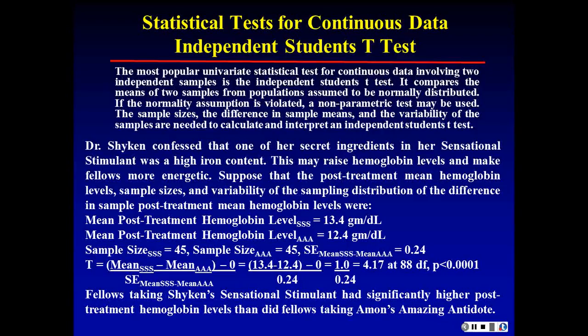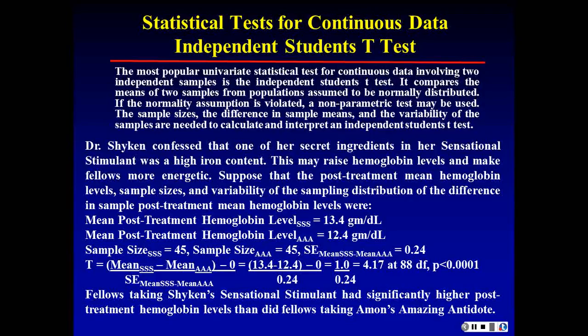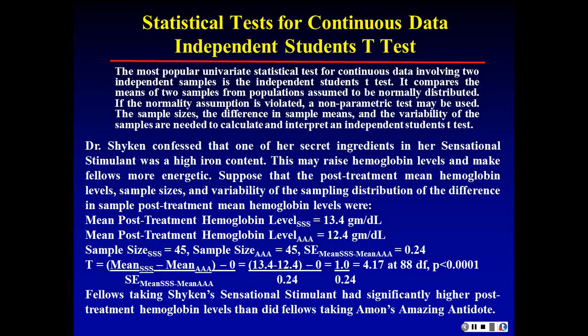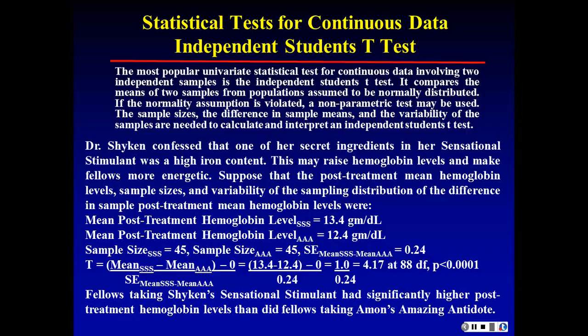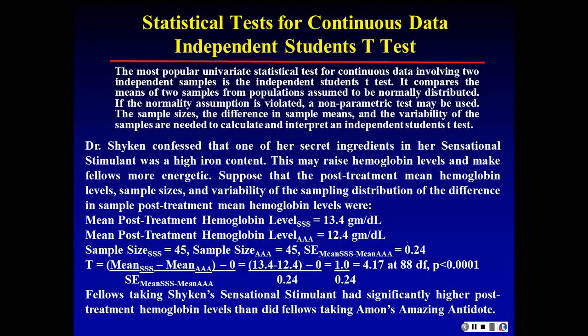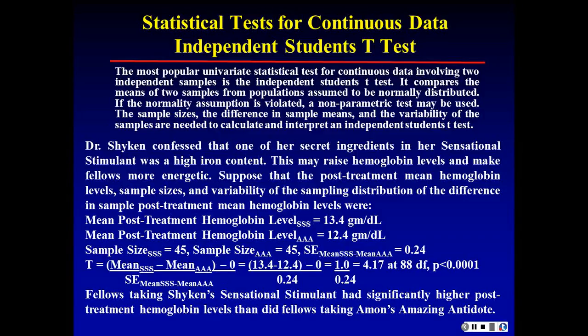You need to have the sample sizes, difference in sample means, and the variability of the samples. All right. Remember the earlier example of Dr. Scheiken's sensational stimulant caused the fellows to be more energetic. What could be an explanation for that? Well, Dr. Scheiken was pinned down, and she confessed that one of her secret ingredients in her sensational stimulant was a high iron content. So this could raise hemoglobin levels and make the fellows more energetic.